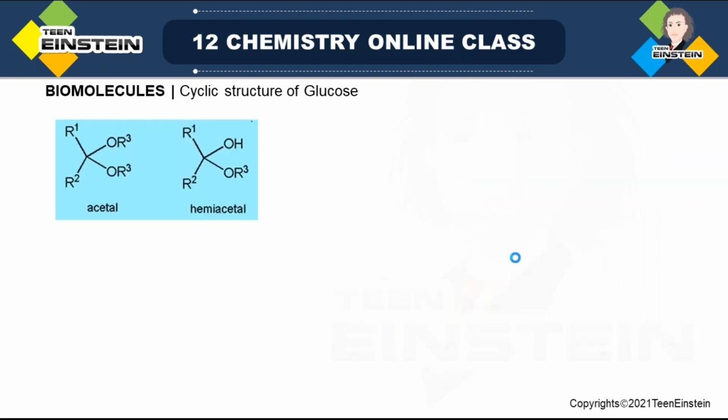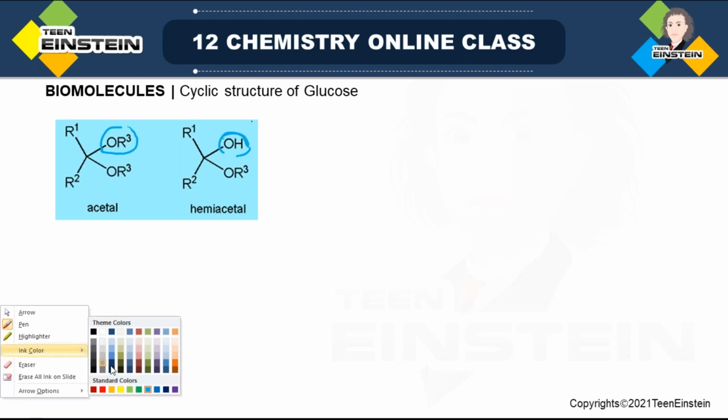So if you really want to understand how we are getting the cyclic structure from the open chain, you have to know what is acetal and what is hemiacetal. So here you can see the structure of hemiacetal and acetal. The difference in these two structures is only in this position. In case of acetal, we have an OR group, whether it is 3, 4, that is not important, but you have an oxygen alkyl group. But in this case, you have an OH group. Rest of the part, there is no change.